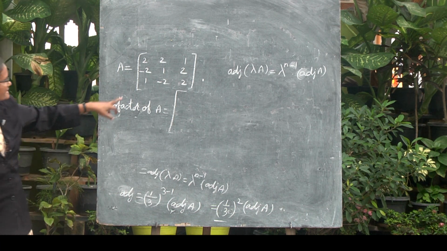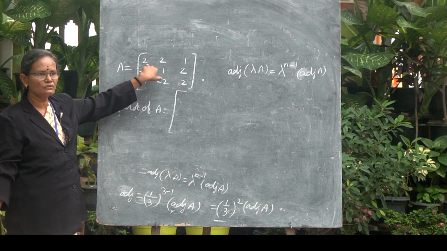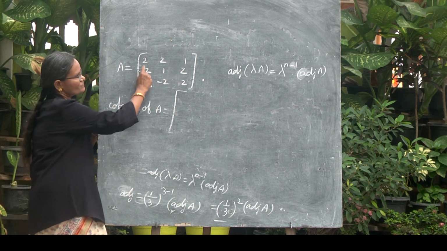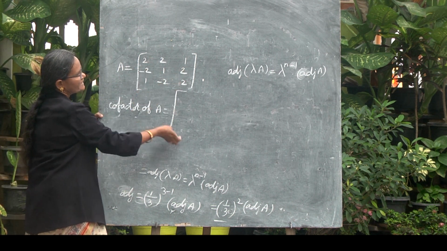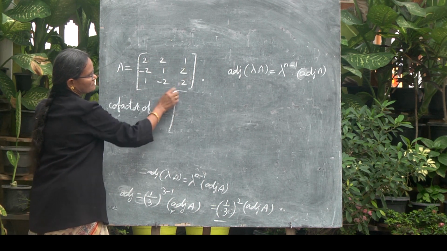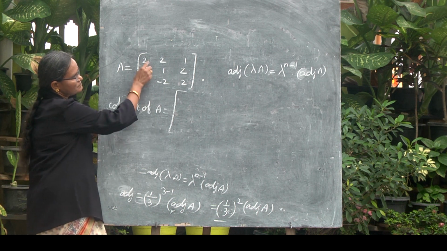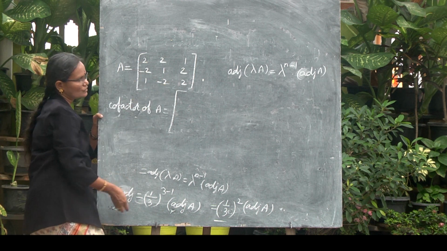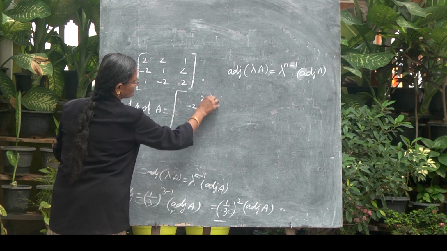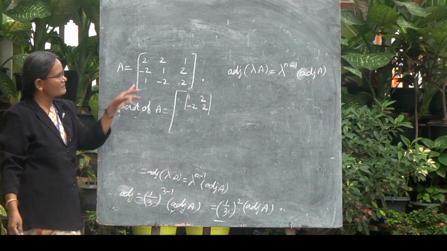The first element is 2. The position of 2 is first row and first column. Ignore that first row and first column. Write down the remaining elements. That is the minor of 2. So, 1, 2, minus 2, 2. This is the minor of 2.